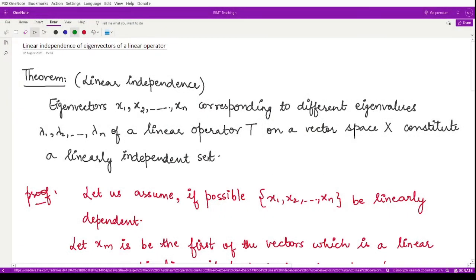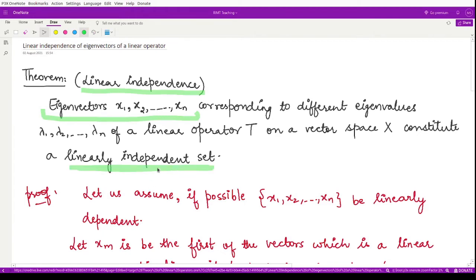Let us now discuss the linear dependence of the eigenvectors corresponding to a linear operator. So for that we have a theorem on linear independence which states that if x1, x2 up to xn represent the eigenvectors corresponding to different eigenvalues lambda 1, lambda 2 up to lambda n of some linear operator T on a vector space X, that set of eigenvectors x1, x2 up to xn is a linearly independent set. So this is the theorem.